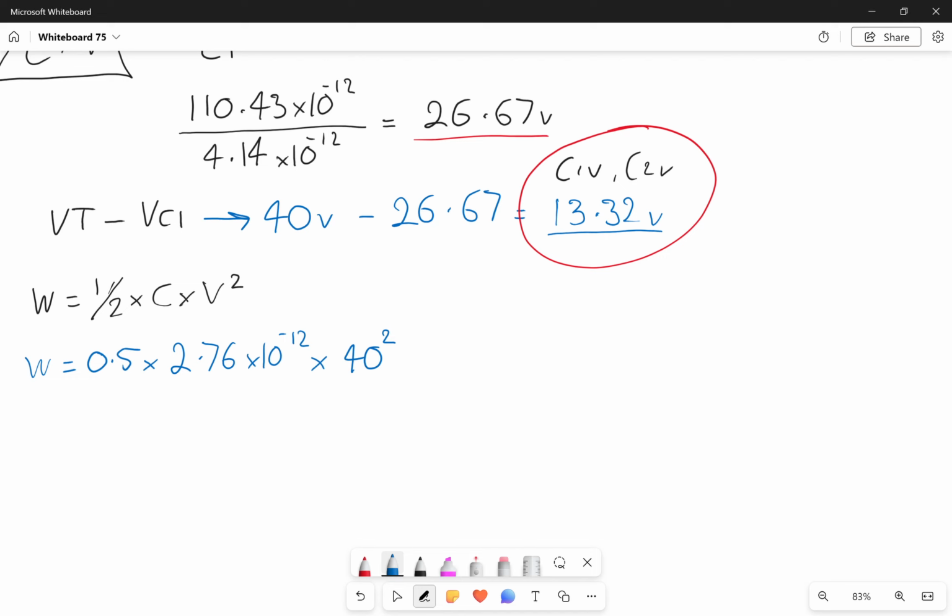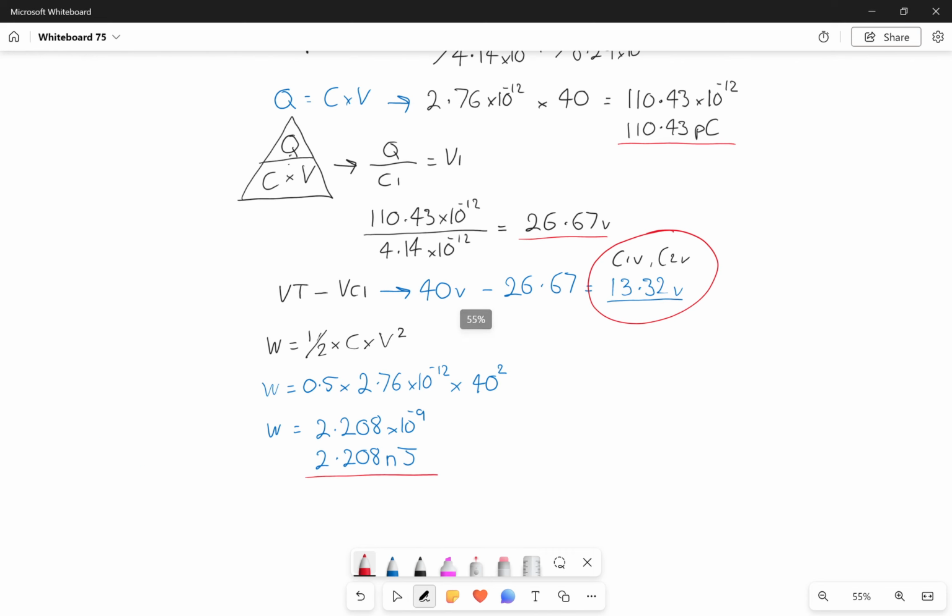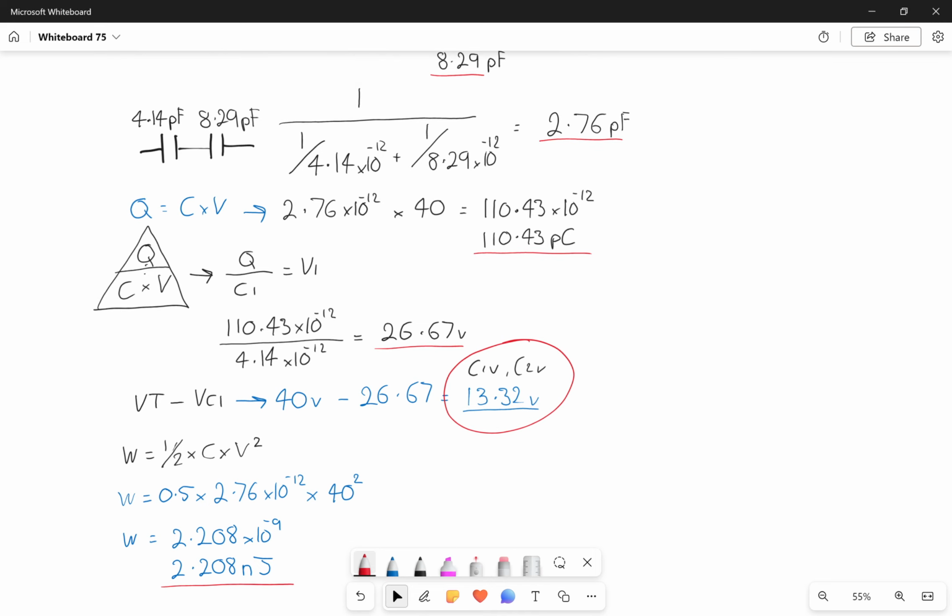When we put that in our calculator, that will give us an answer in joules, and I believe that W is equal to 2.208, and that'll be times 10 to the minus 9, and that is 2.208. N is nano and the unit is joules, so it's nanojoules, like that. And I believe that concludes the question, and we've answered all the parts of it.